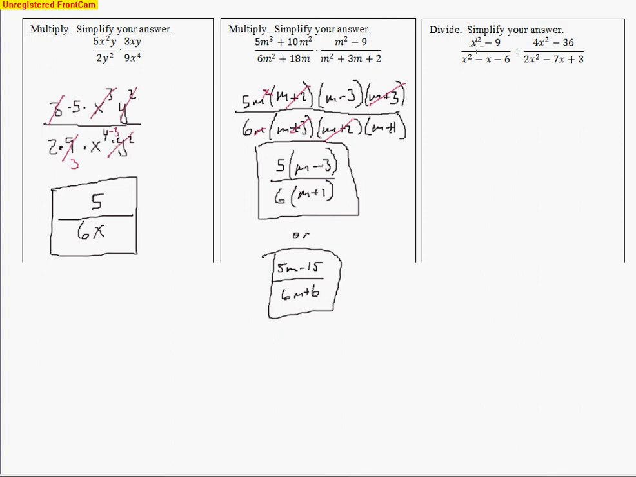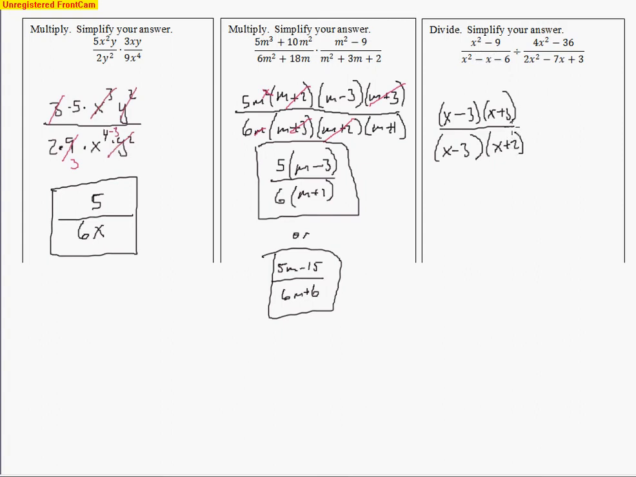So on this one, I go ahead and factor the numerator. And so this is going to factor as a sum and a difference, x minus 3, x plus 3. I'll go ahead and do the denominator as well right now. This makes an x minus 3 and an x plus 2. Numbers that multiply to make negative 6, subtract to make 1.